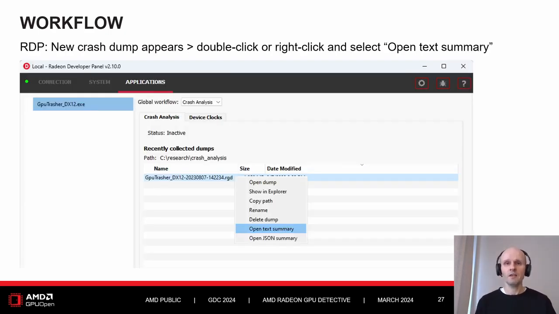When the crash happens, a new crash dump appears on the list of recently collected crash dumps. You can double-click on it or right-click and select Open Text Summary from the context menu. Then a text file opens with the crash report. Please note that there is no need to modify your game code to integrate RGD support. There is also no new UI window to learn to navigate. All you see as the result of RGD working is this text file with the report.